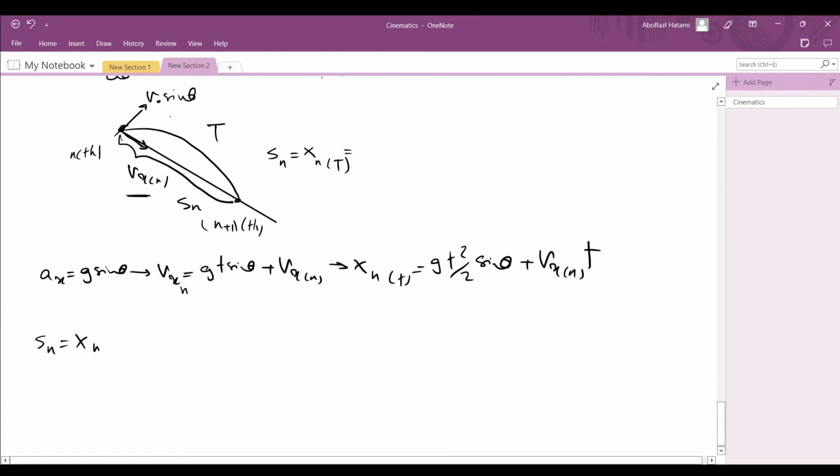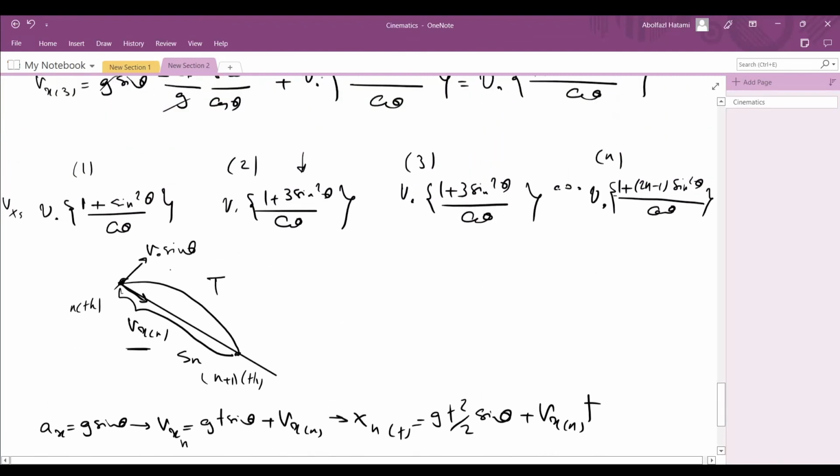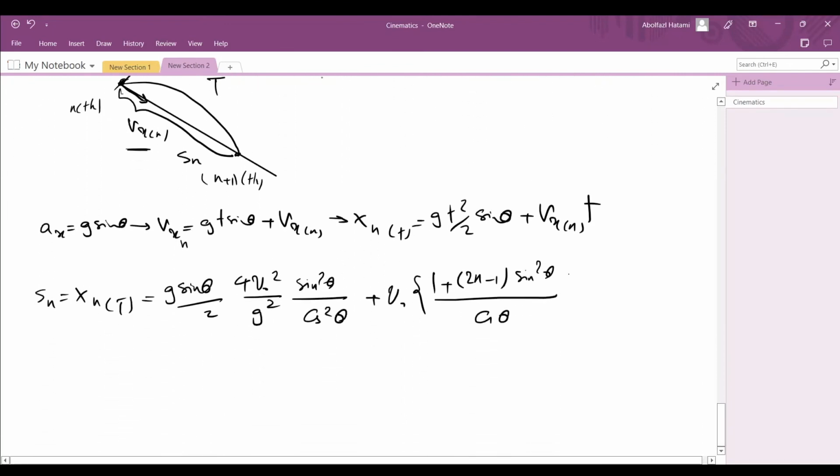So if we substitute capital T in this equation, we will have Sn equal to xn of T. It's just g sine theta divided by 2, times capital T square, which is 4 v0 square divided by g square sine square, plus vx of n times T. Let me see whether it's correct or not. Okay, it's correct. And capital T is 2 v0 divided by g sine theta, divided by sine theta.